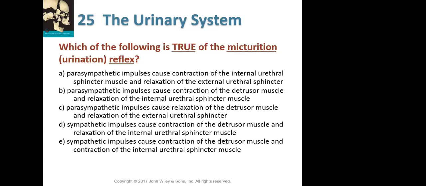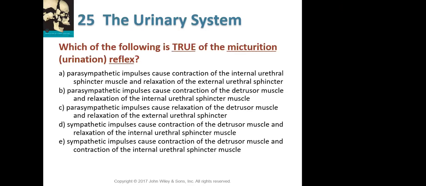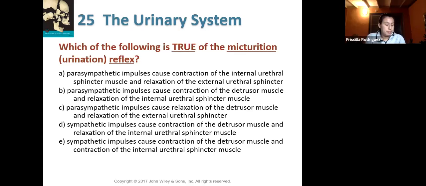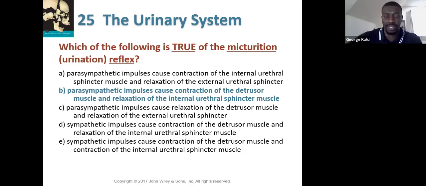B. I hear B. Do we agree? Do we disagree? Anybody? Well, B is correct. Yeah, so B is correct. What's going to happen here is the detrusor muscle is going to contract from the parasympathetic impulses, and it's also going to cause the internal urethral sphincter to relax as well.